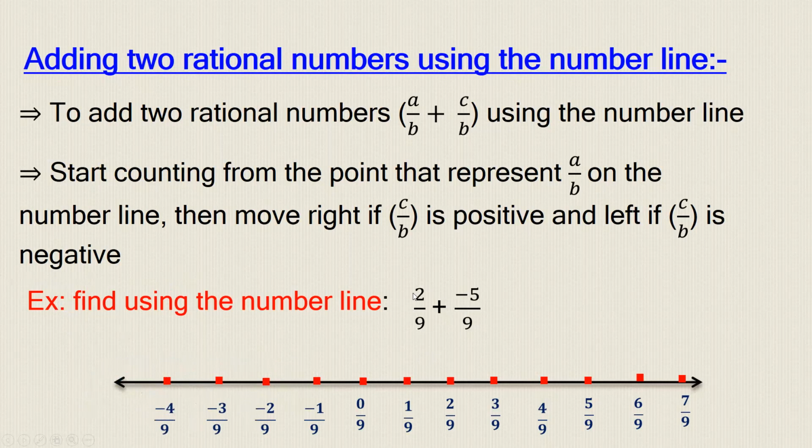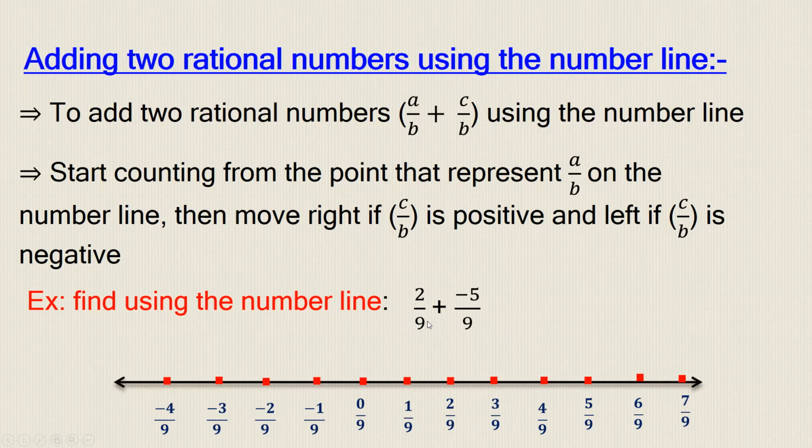Again, I have two rational numbers. I need to add them and draw on the number line. Here, I will write the number line and divide it: 0 over 9, 1 over 9, 2 over 9, 3 over 9, and so on, in the positive direction and the negative direction, with the same denominator, because the denominator here is 9.